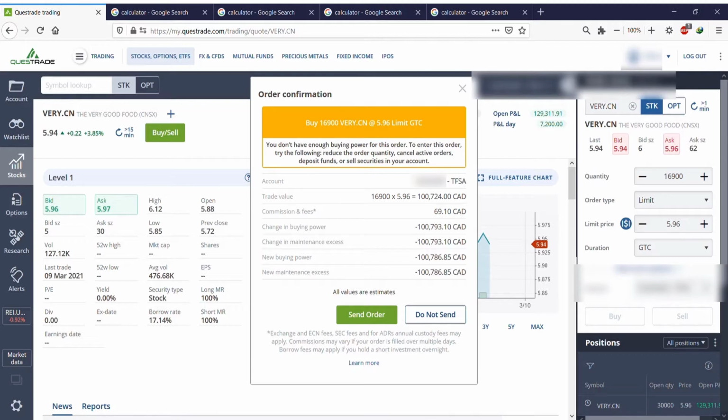But remember this, when you click on buy or sell, this dialog box is always just a preview. Questrade always shows this before, so you have to confirm by sending the order or not sending. So now you might be asking me, as you can see, it says commissions and fees. It shows all of them together, so $50. Sorry, nearly $69, $70.